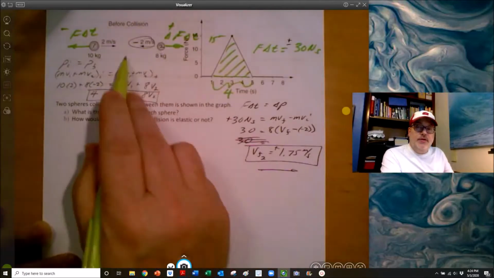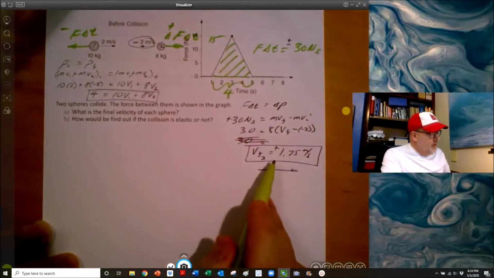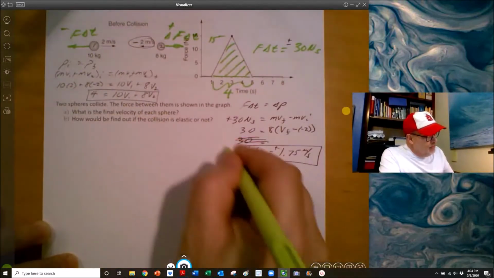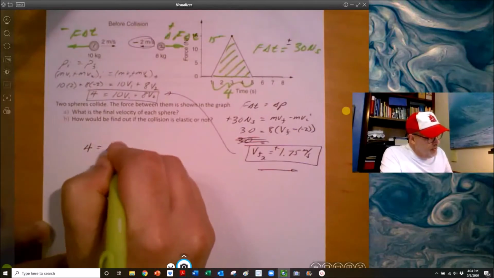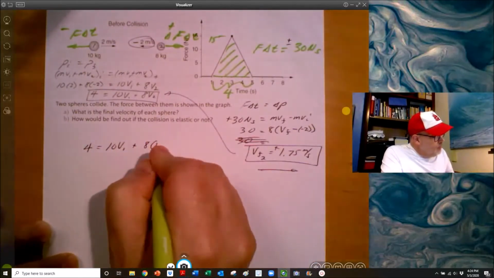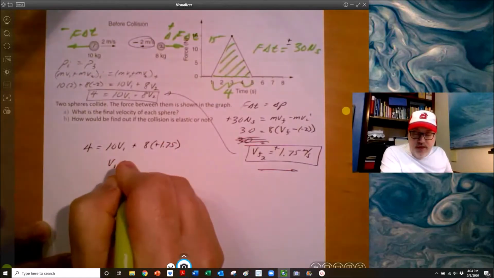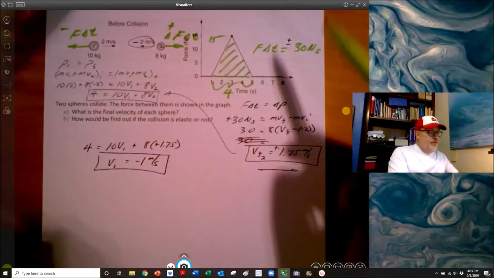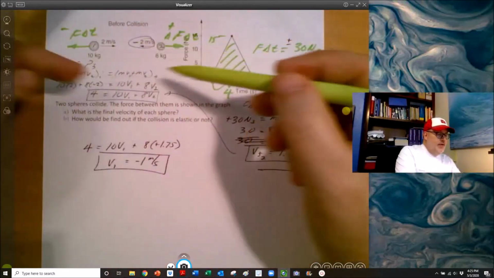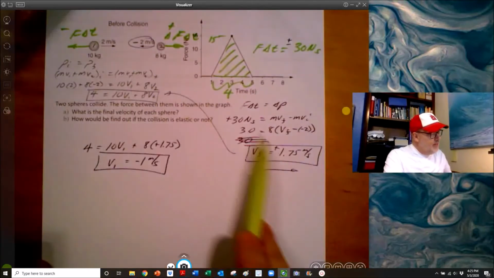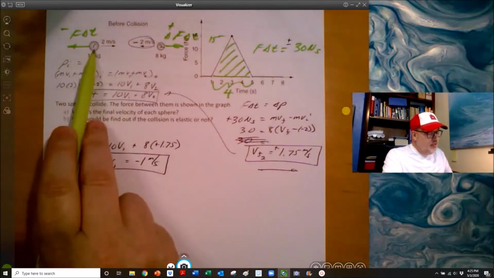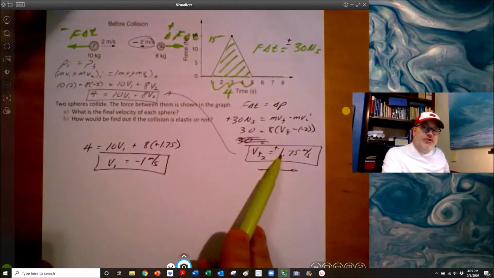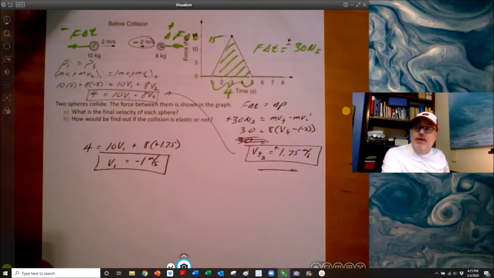So that means this one hit and turned around. Now let's find out what our velocity is for the other one. Since I already have this equation, I'm just going to plug this in. And I end up with 4 equals 10 v1 plus 8 times plus 1.75. And so v1 turns out to equal negative 1 meter per second. So that one turns around. So they come in with 2 apiece, and they turn around. And I want you to notice this goes from negative 2 to positive 1.75. This one goes from negative 2 to negative 1. The smaller one has a greater change in velocity, and that makes total sense because it has less mass.